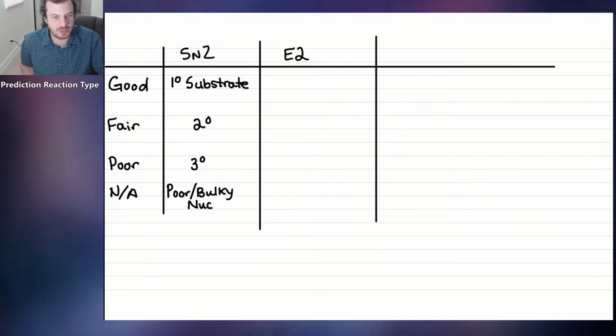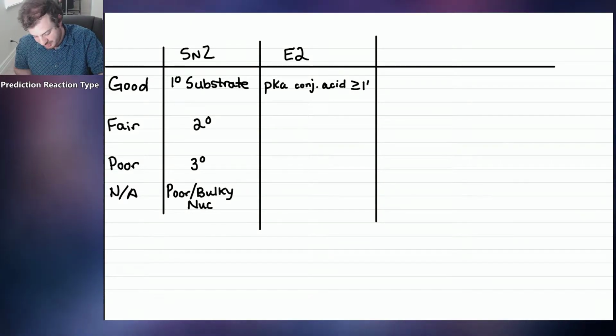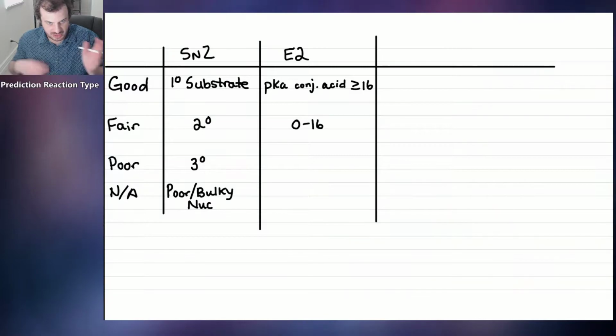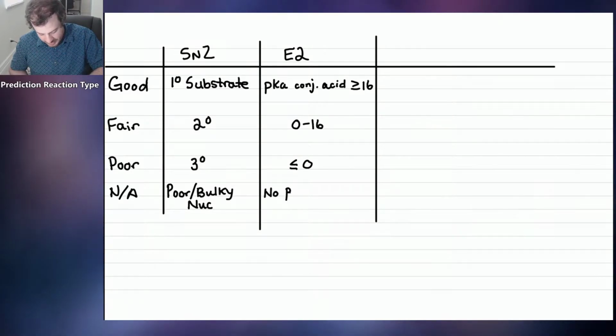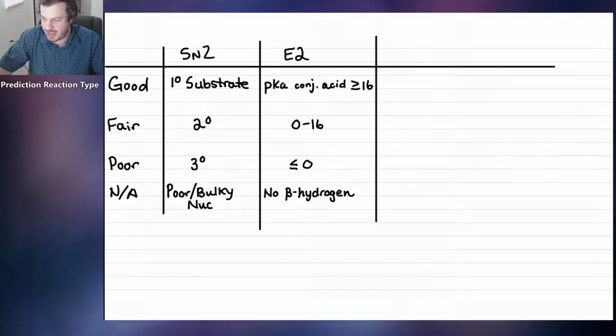E2 had everything to do with the base strength, which was determined by the pKa of the conjugate acid of the nucleophile. So if the pKa of the conjugate acid was greater than or equal to 16, that was good. Between 0 and 16, not including 0 and 16, just in between that range, that's fair. And then less than or equal to 0, that's poor. And the E2 reaction could be N/A if there's no beta hydrogen. Remember that the E2 reaction requires a beta hydrogen attached to an sp3 hybridized carbon. So if you don't have that, you're not going to be able to do your E2.